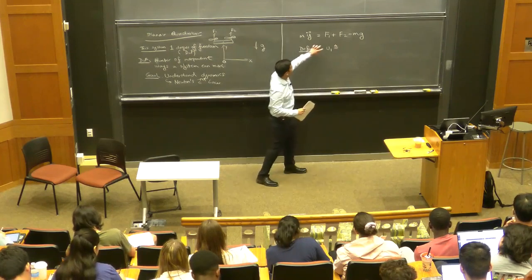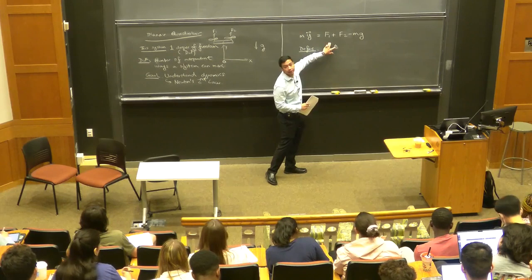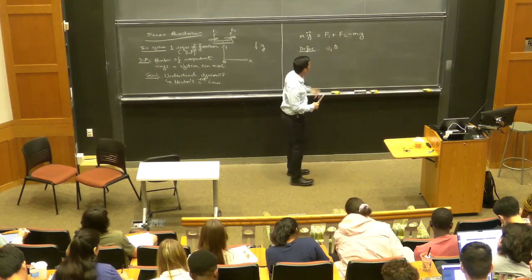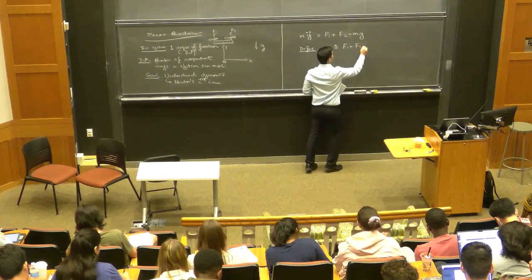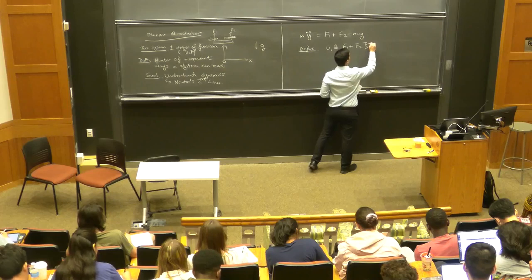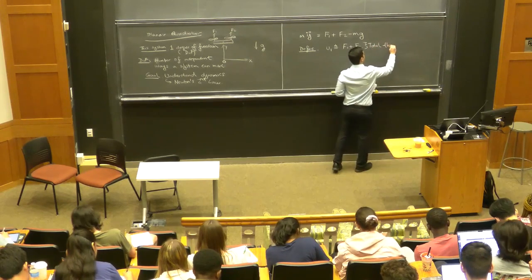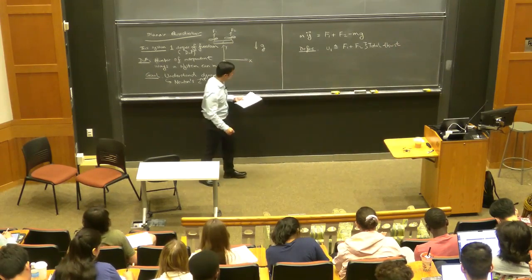And just a note on notation. An equal sign with a triangle is what I'll use for a definition. So I'm defining a quantity U1 to be F1 plus F2. So this is basically the total thrust from the propellers of the drone.